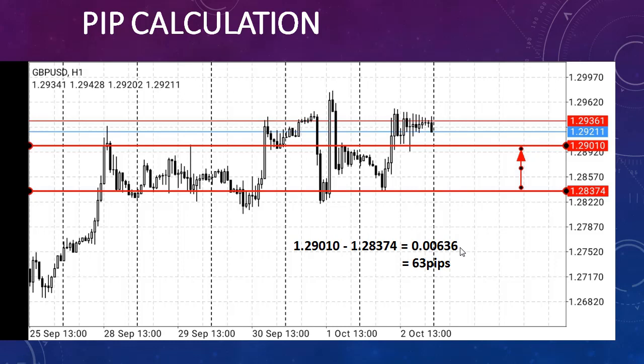What you have is 0.00636. Now, this value is not the PIP, because you have 0.00636. Remember I said your PIP calculation starts from the fourth number.